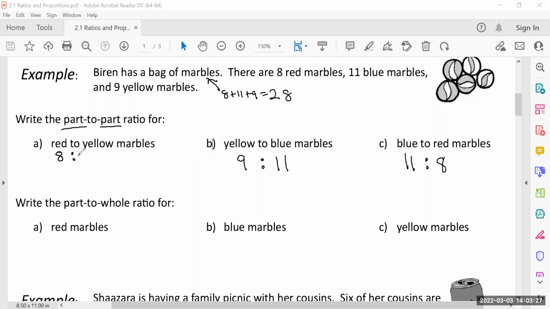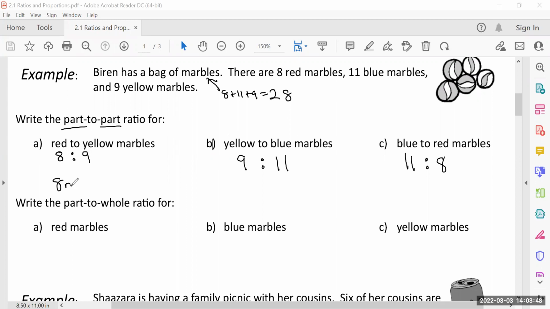Red to yellow. Oh, sorry, I got mixed up. I could have done this left to right. The second question, I want to do B and C first. Sorry, red to yellow is 8 to 9. Part to part.